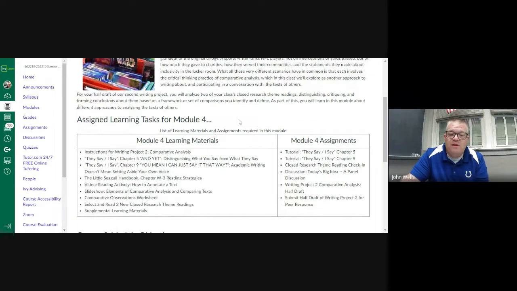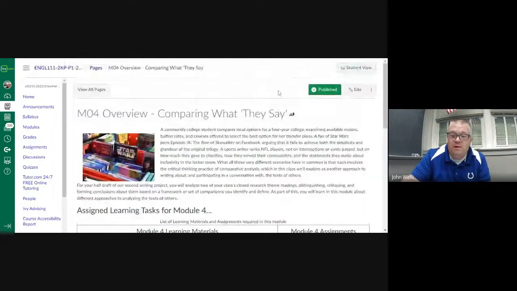So we've got some information about what we're going to be doing in Module 4, and we're building on that. We're looking at that piece of work. This is what they say. This is what we have. This is what we're working on. So let's take a look at what we've got going on here.